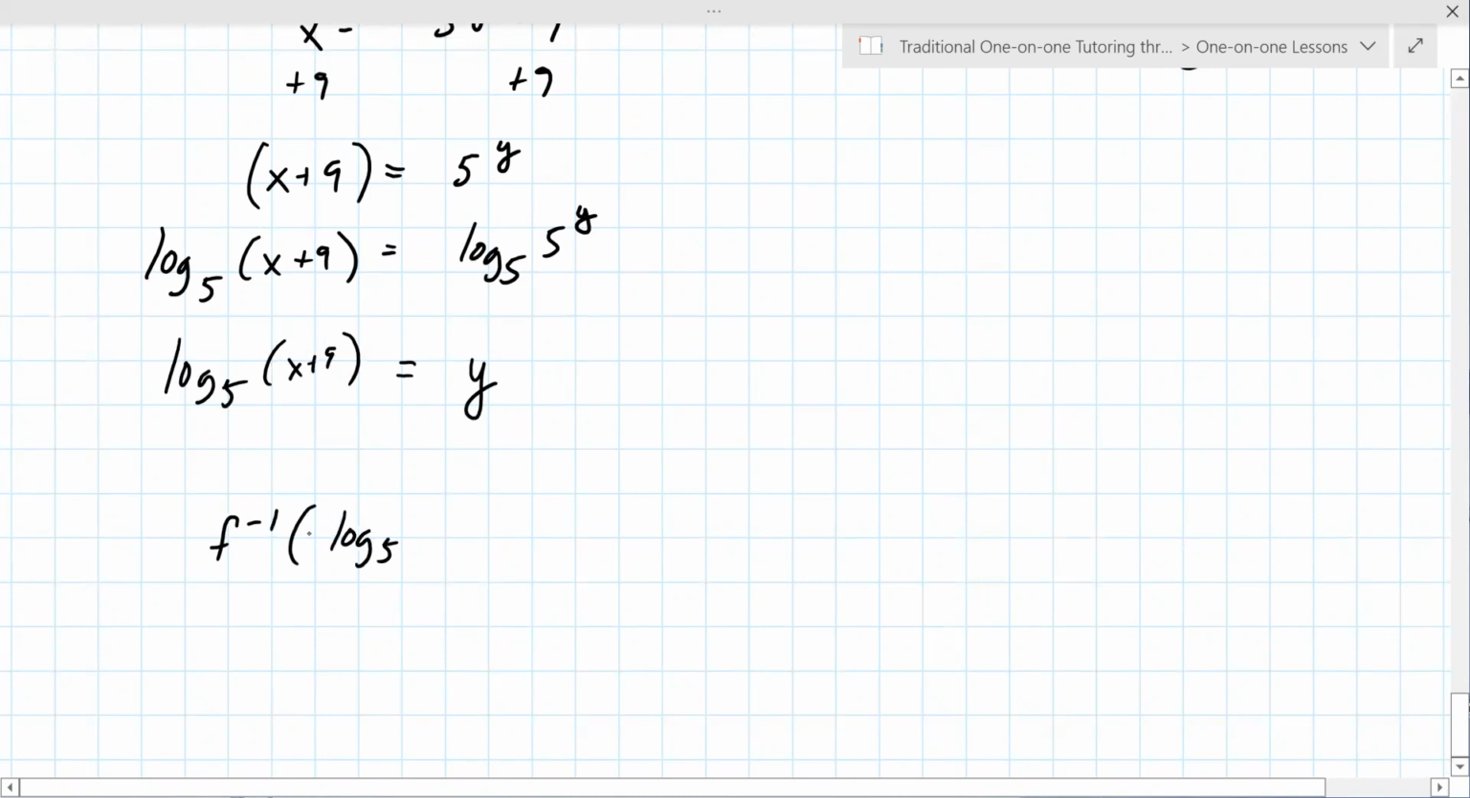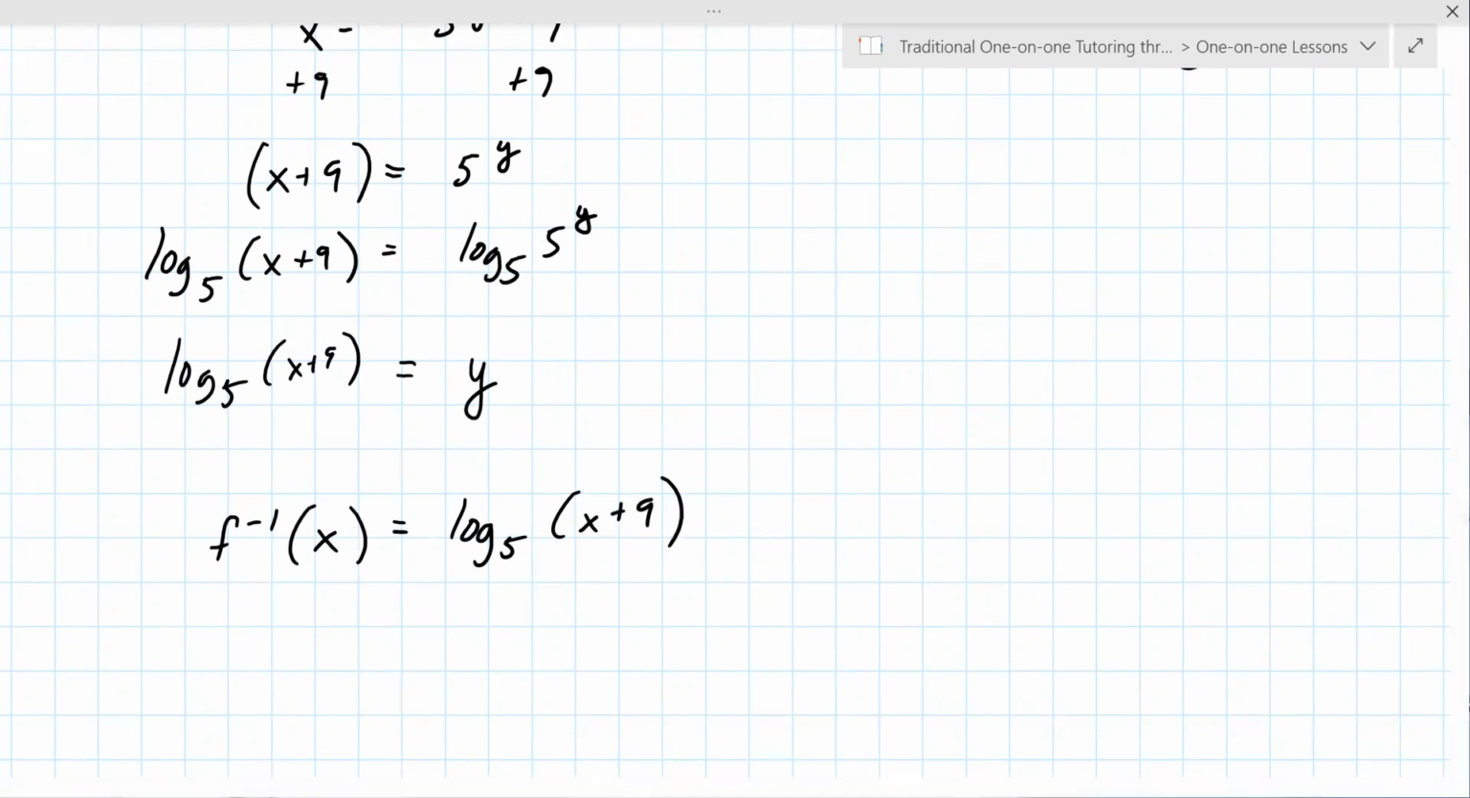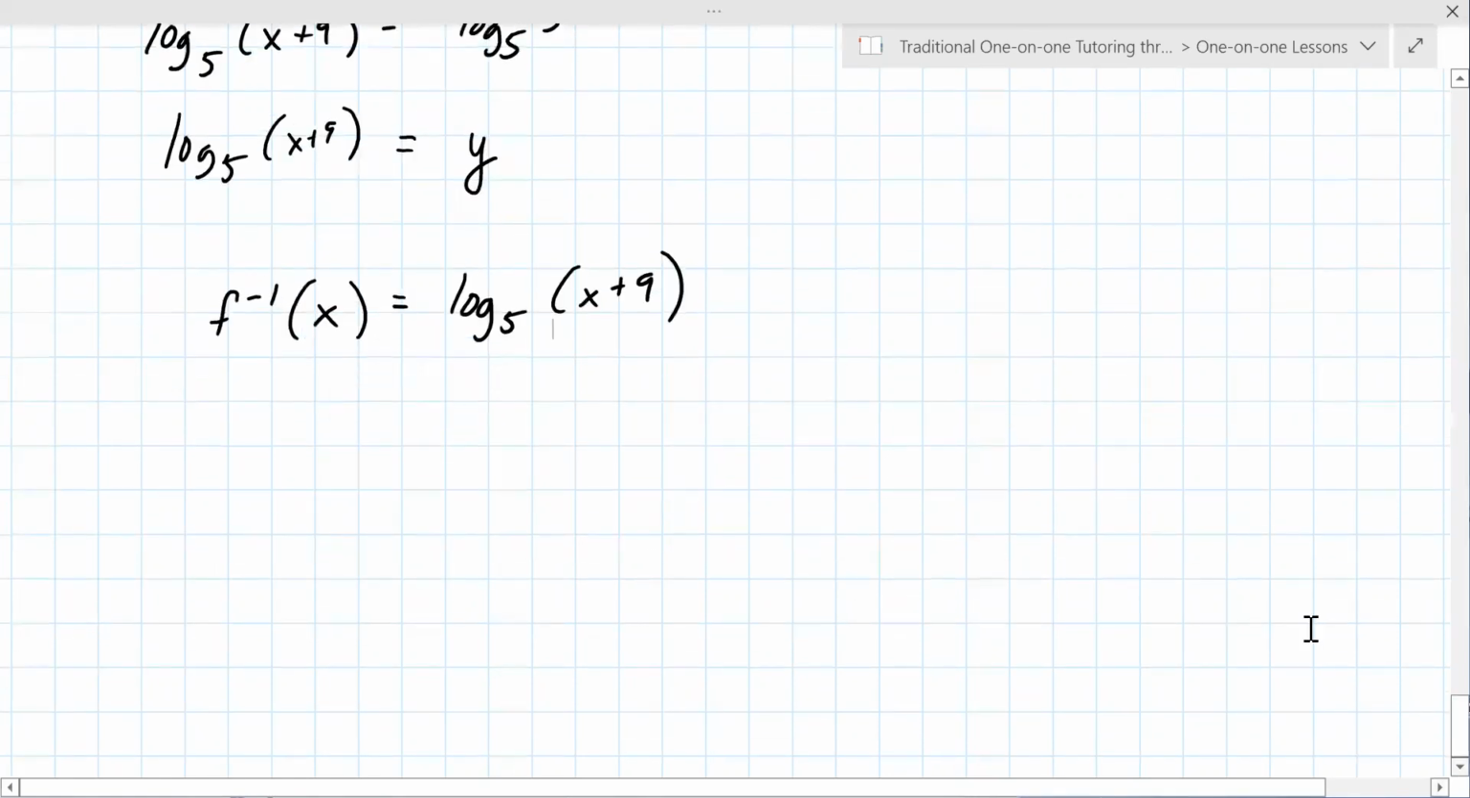Sorry, I put this way off. Log base 5 of x plus 9, like that. Any questions before we go the other direction? No, I think we're good. Okay. Okay. 45.